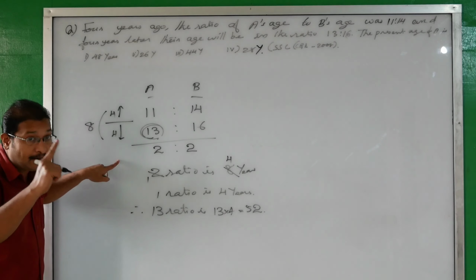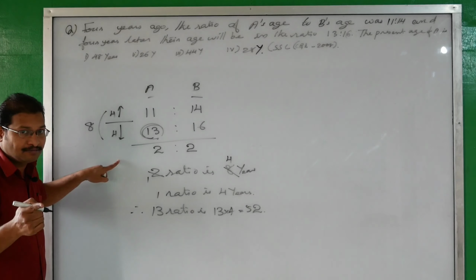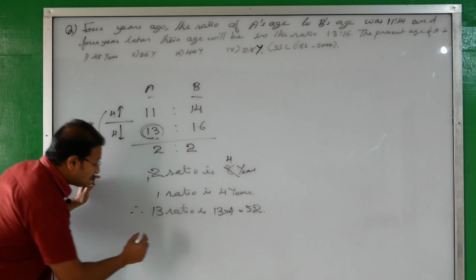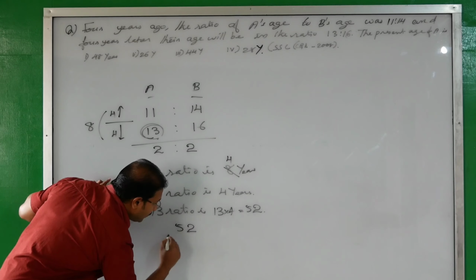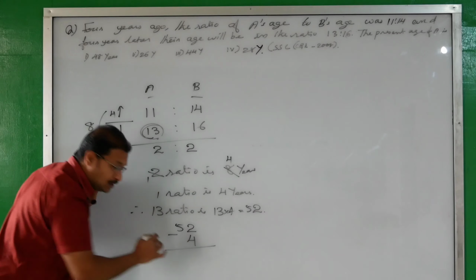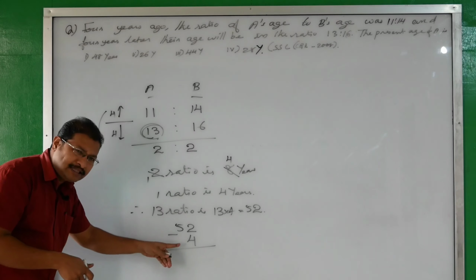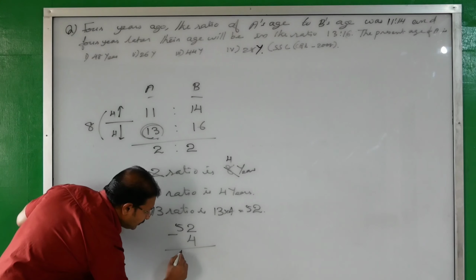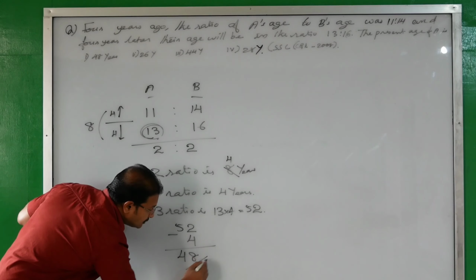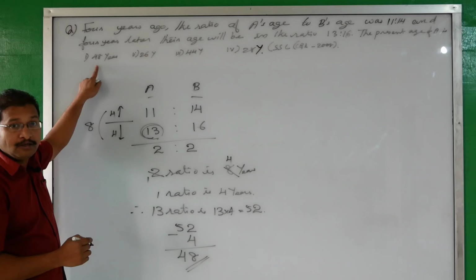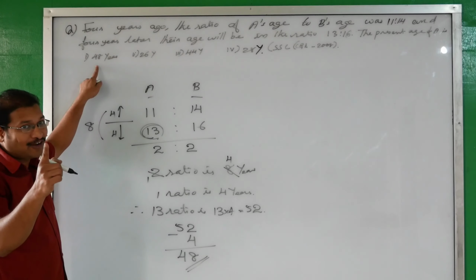4 years later means future. So, if you want the present age, what will you do? Yes, that means 52 minus 4. Because it is 4 years later, if you want the present age, you have to subtract 4. That means you will be getting 48. See now the options. The first option is the right answer. So, your right answer is 48.